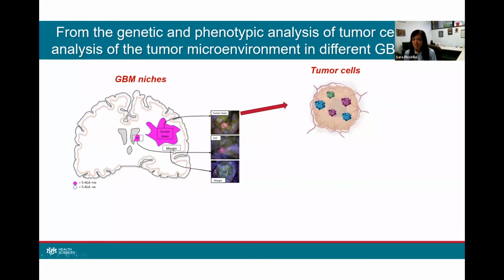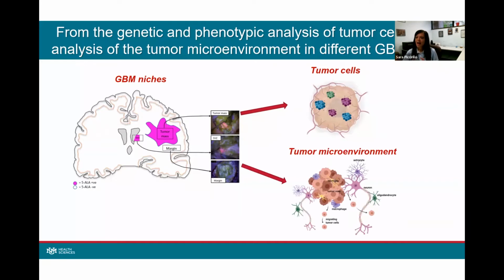We use 5-ALA, and as you can see, the tumor mass and the subventricular zone are 5-ALA positive, the margin is 5-ALA negative, but we were really focusing on the tumor cells present in these areas. So our effort was really towards the characterization of tumor cells in these areas. But what is missing is the analysis of the entire microenvironment in each of these areas. Now this represents the next step for us, the foundation of my lab. We are using this same method, and we have further refined it to better characterize each of the areas.